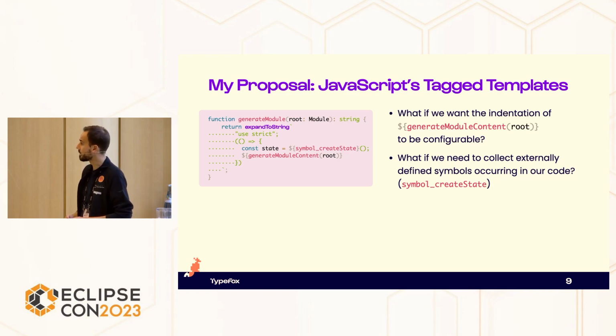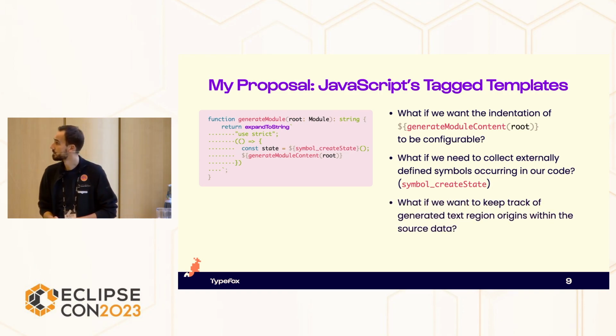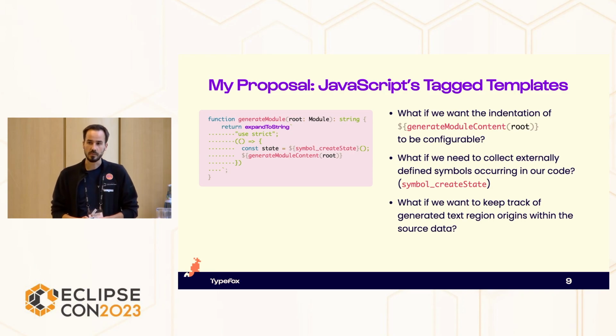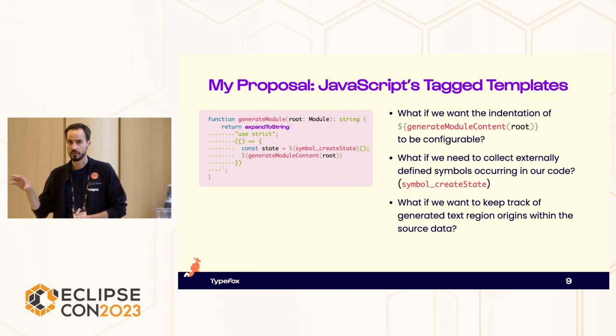And last but not least, we might want to keep track of which portion in the generated code originates in which portion of the source data, assuming that the source data are organized in files with lines and offsets, and you can identify regions within those files. So don't consider the case where the source data come from a database or from somewhere else.